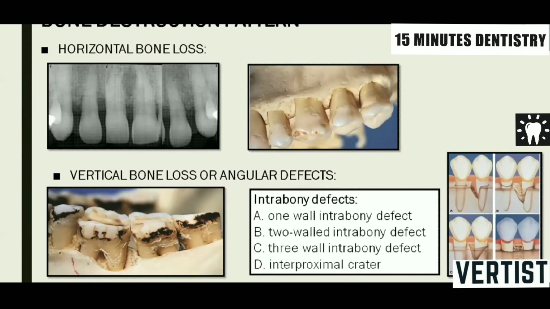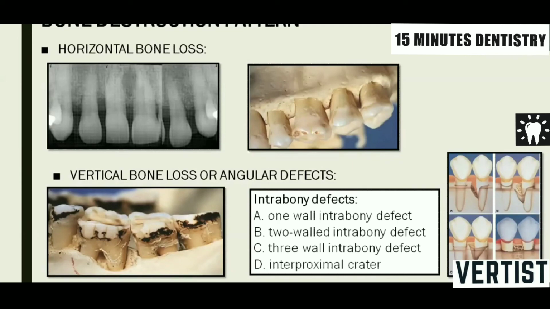The three wall defect is also called an intrabony type of defect, and the one wall defect is also called a hemiseptum, because one wall of the septum is present. When one wall of the interdental septum is present, we call it a hemiseptum. Otherwise, if only the buccal wall or only the lingual wall is present, we call it a one wall defect. The prognosis of a one wall defect is poor as compared to the three wall defect.